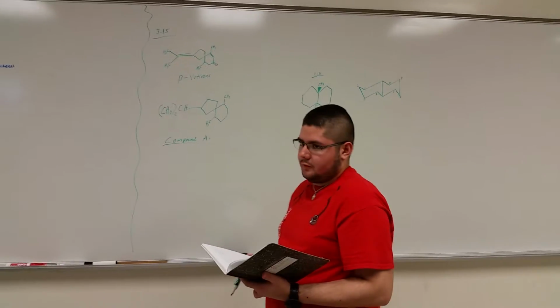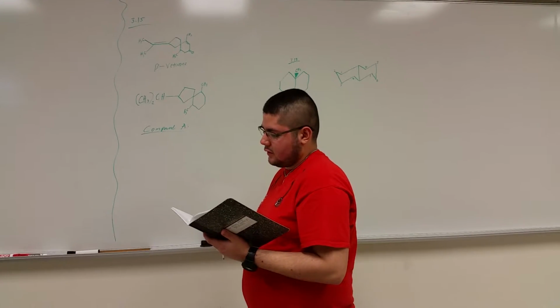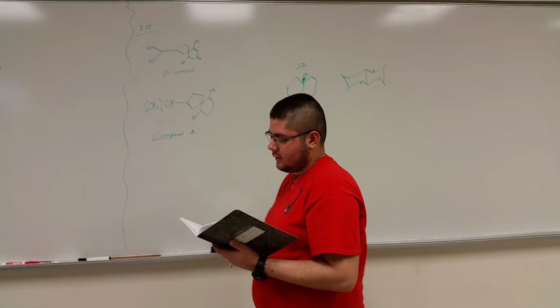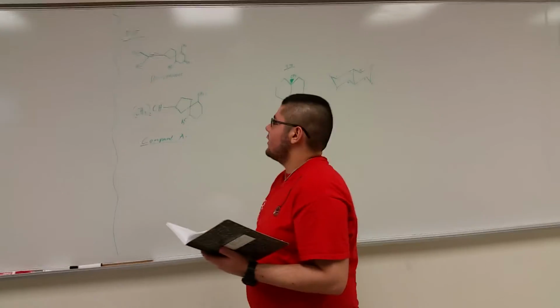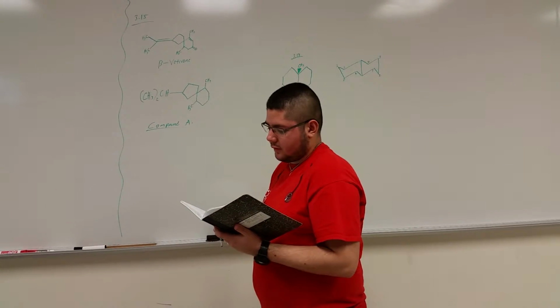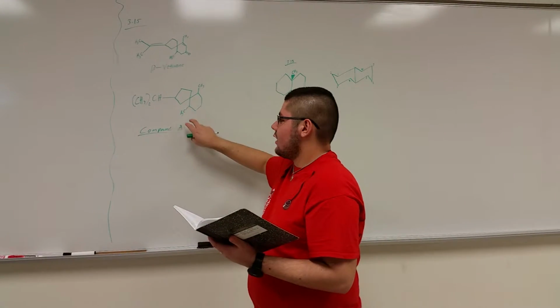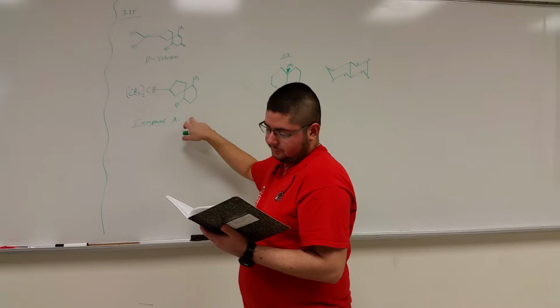I'm going to be doing 3.15, and the question that's being asked is, vetiver, a soothing oil popular in aromatherapy, contains beta-vetivanone, hopefully I said that right, which can be viewed as a derivative of compound A. They're asking, what is the name of this compound right here?